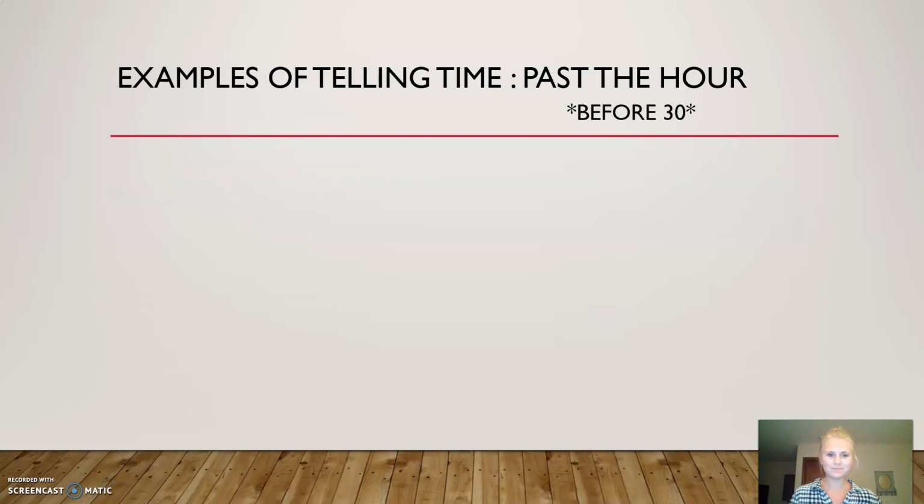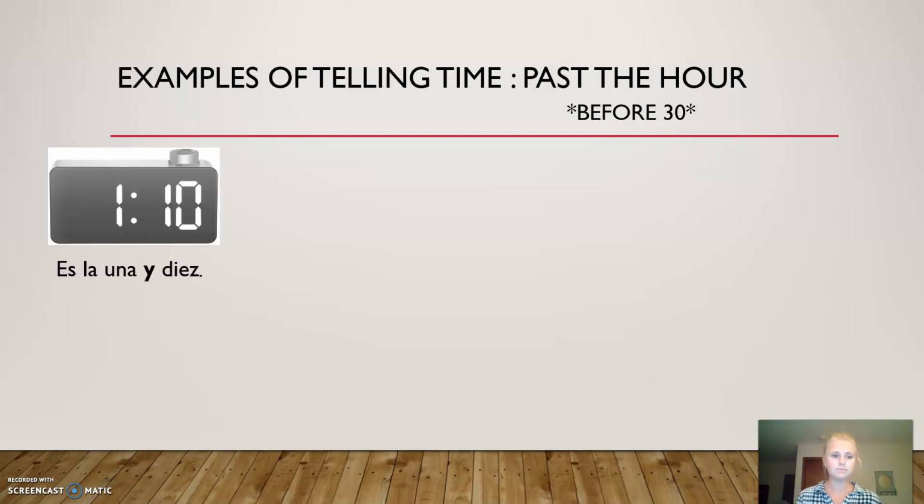Repitan, repeat. Es la una. Son las. Muy bien. Then I'm going to show you guys some examples of telling time past the hour. So it's not always just 1 o'clock, 2 o'clock, 4 o'clock, right on the hour. There's minutes when they come in, right? So in order to tell the time with minutes, try to see if you can figure out the pattern in this situation.